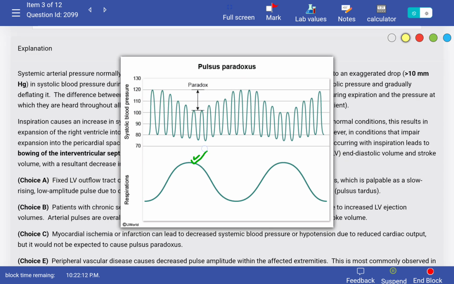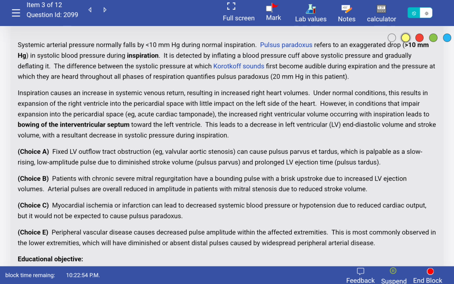This phase over here is representing inspiration, right? Because the air is increased inside our lungs. And over here this phase is representing expiration. The air has been decreased, right? So systemic arterial pressure normally falls by less than 10 mm of mercury during normal inspiration. This is important, right? Pulsus paradoxus refers to an exaggerated drop, greater than 10 mm of mercury, in systolic BP during inspiration.